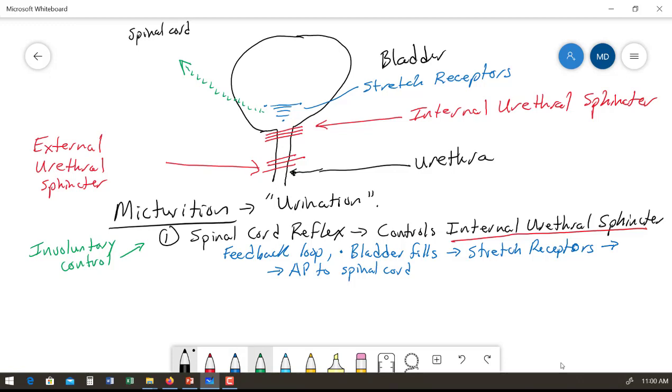And this is where the reflex comes in: the spinal cord itself can actually send a signal back. It'll send an action potential back to the internal urethral sphincter, telling it to relax. Now if it's telling it to relax, what it's actually using, so I'm going to go back down here under micturition, is the parasympathetic network.